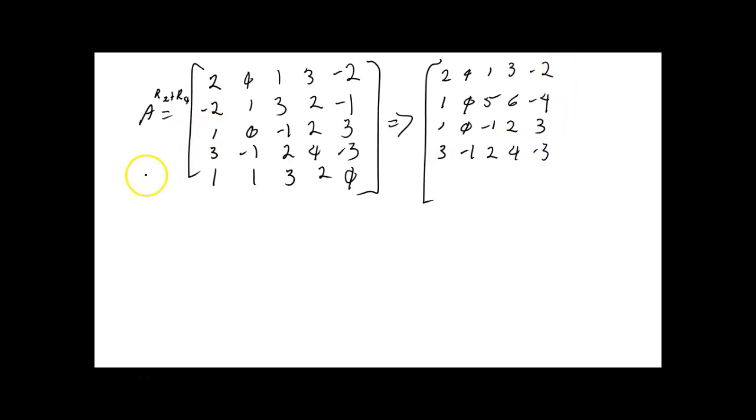Okay. Now we'll do row 5 plus row 4. And what does that give you? 4, 0, 5, 6, negative 3.